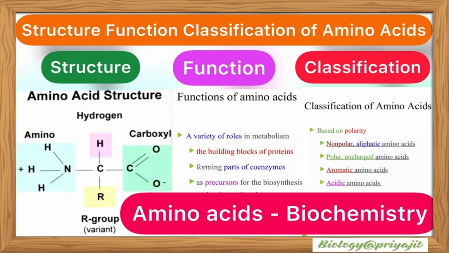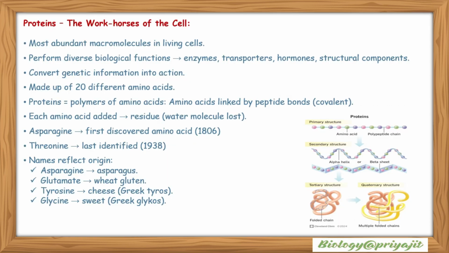So the functions of amino acids include that they act as the building block of proteins. They form part of the coenzymes. They can be precursors for biosynthesis of different molecules like hormones, immunoglobulins, etc. Amino acids can be classified based on their polarity, based on their essential features in the body, and based on their R group.